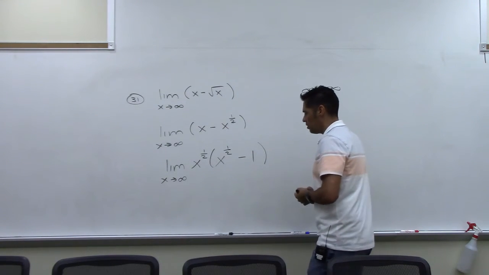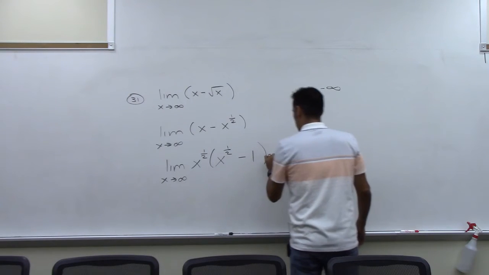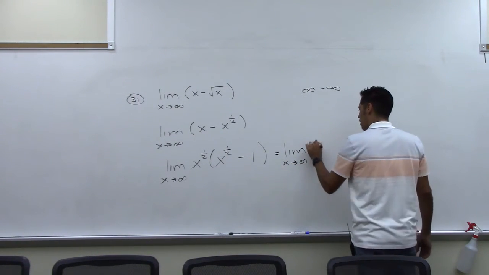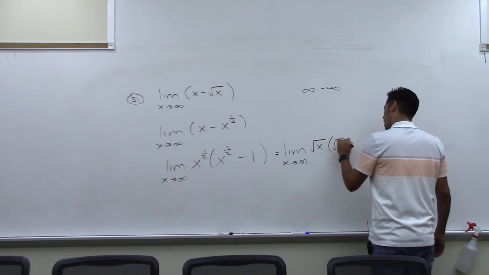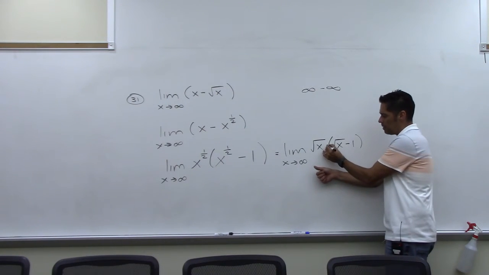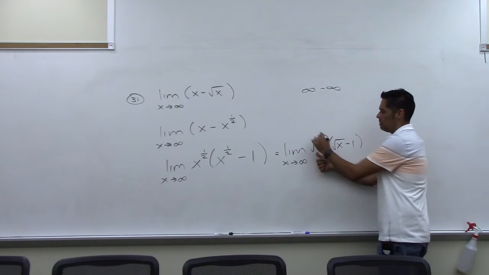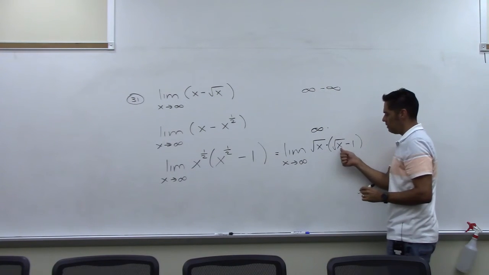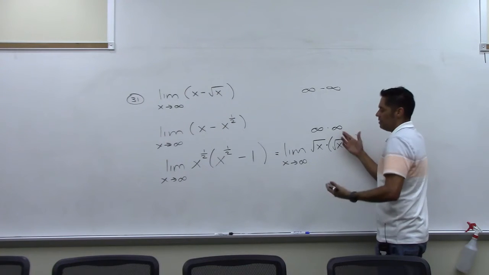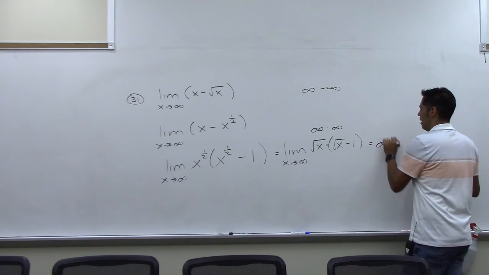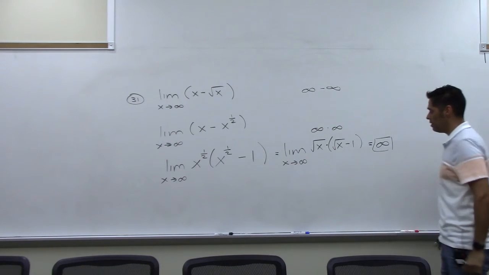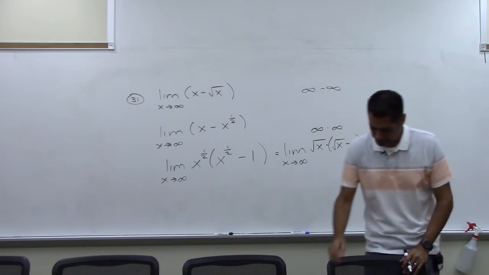Now, the reason why this is good is because if I rewrite this, and this step isn't necessary, it's just to remind you of what you have here. It's root x times root x minus 1. If now I let x go to infinity, this is multiplication. This is becoming infinite times, this is infinity minus 1. That's infinity. And infinity times infinity is infinity. All right? Infinity minus infinity, don't know. Infinity times infinity, yes, we know. That is infinity. So we're done.